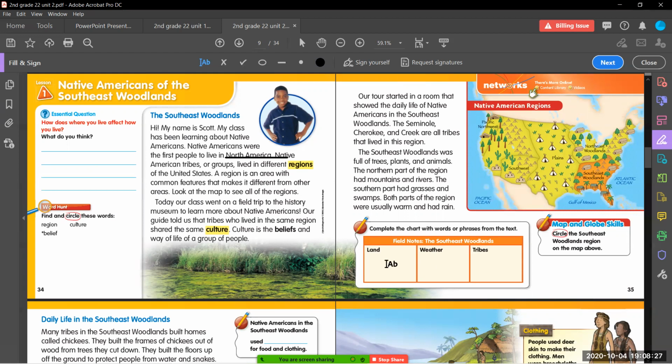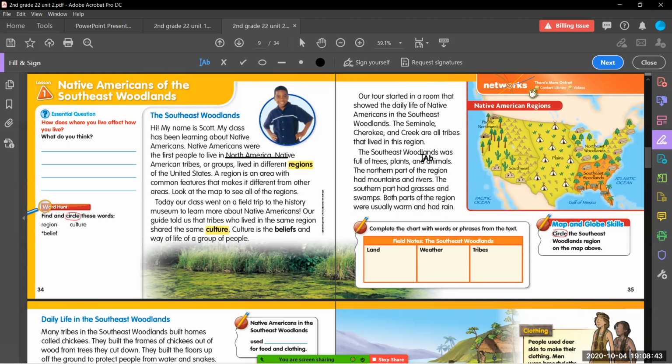So we're going to go down here and complete the chart with the words or phrases from the text. So about the Southeast Woodlands, what do we know about the land? So we can go back into this section right here.